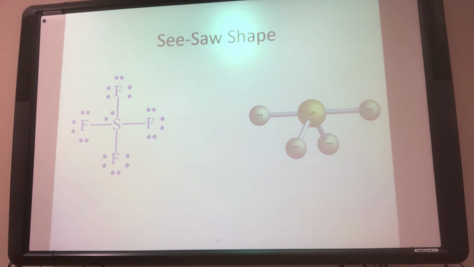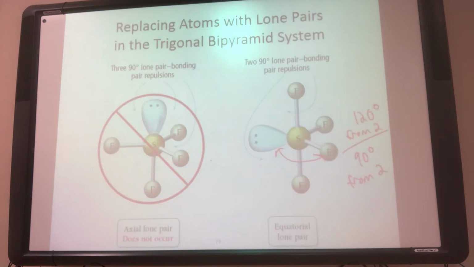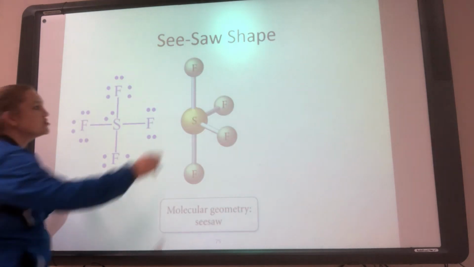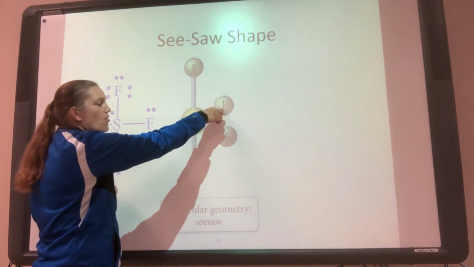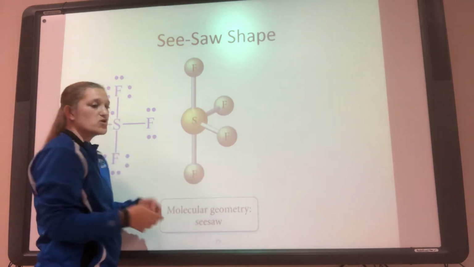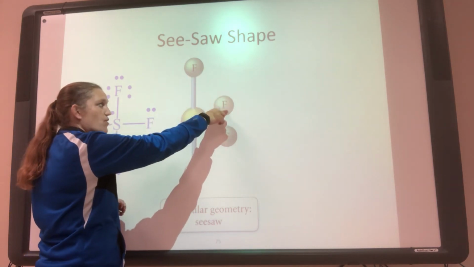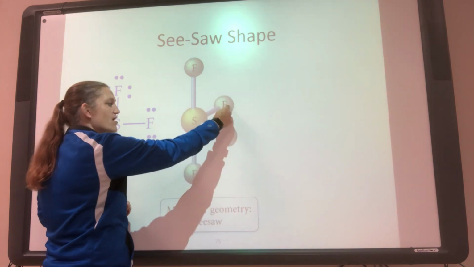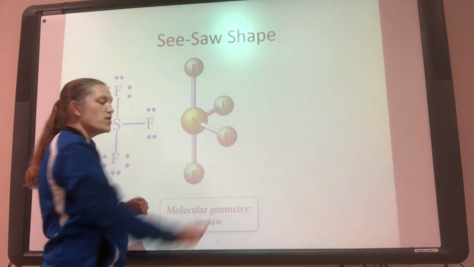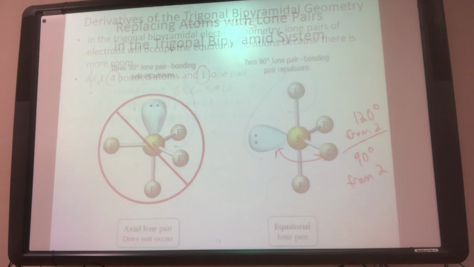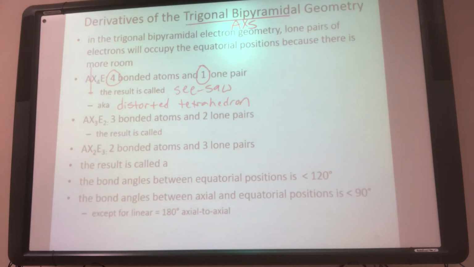So let's talk about the angles. Usually the angle from axial to equatorial is 90. So remember, it's whatever the normal would be, but less than. So here to here, axial to equatorial would be less than 90. And then equatorial to equatorial is usually 120, but it would be less than 120. So axial to equatorial is less than 90. Equatorial to equatorial is less than 120. All right, let's do the next one.